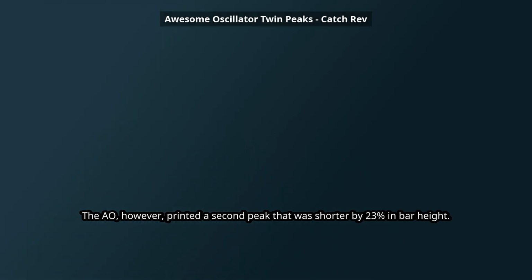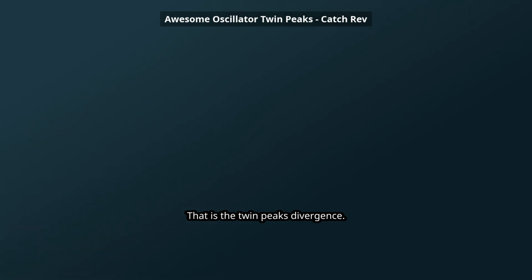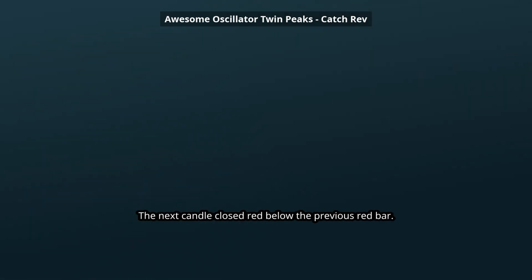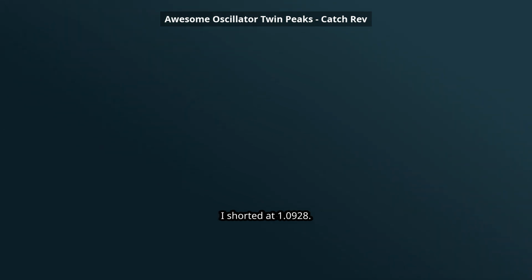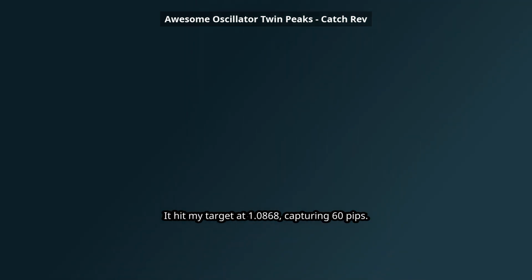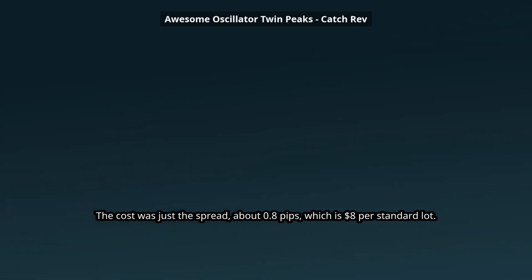I waited for the trigger. The next candle closed red below the previous red bar. I shorted at 1.0928. My stop was 30 pips above at 1.0958. My take profit was 60 pips at 1.0868. The trade ran in 4 hours. It hit my target at 1.0868, capturing 60 pips.